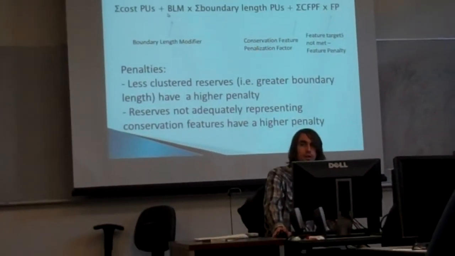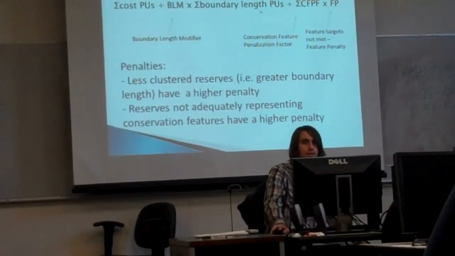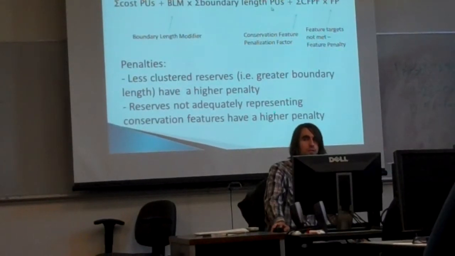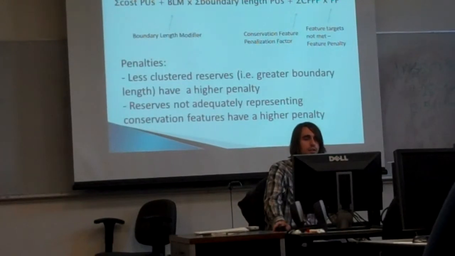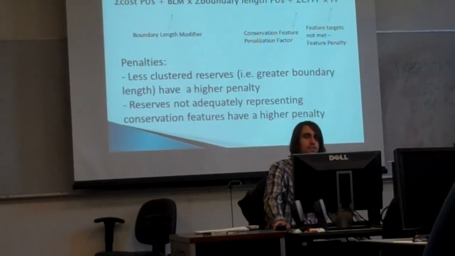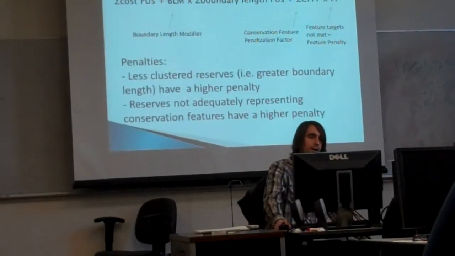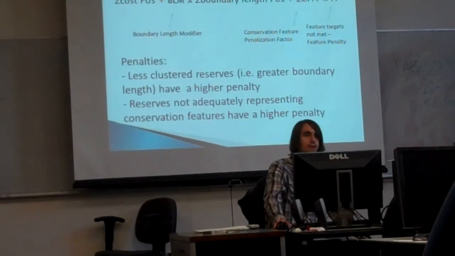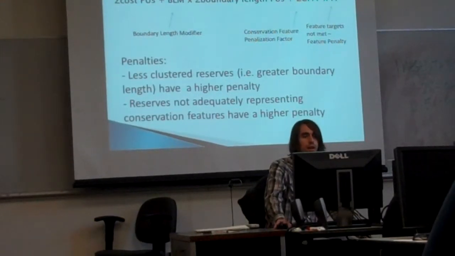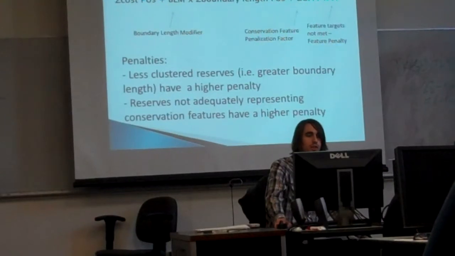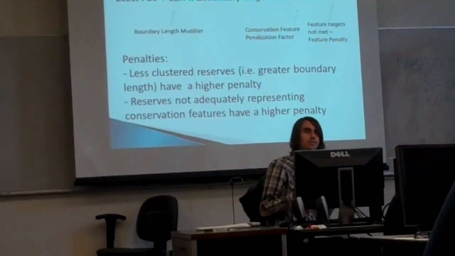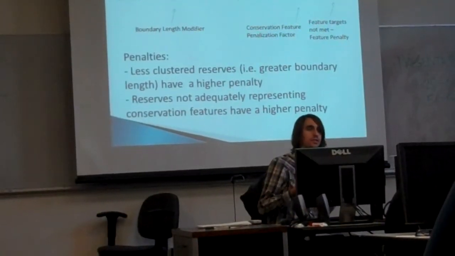Basically the perimeter of the reserve. So the boundary length right here, the sum of all the different boundary lengths, times something called the boundary length modifier. So this term, boundary lengths, is the total perimeter of the reserve, and then the boundary length modifier is how heavily you weight that perimeter. And again, you want to minimize this function. So what this says is you want reserves that have a smaller perimeter, all things considered.